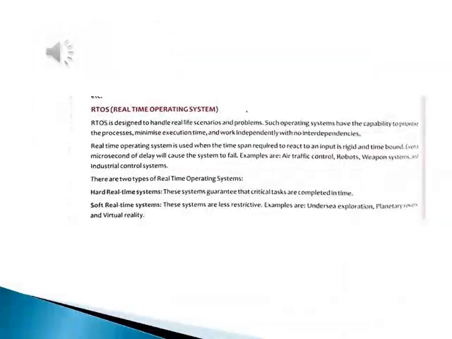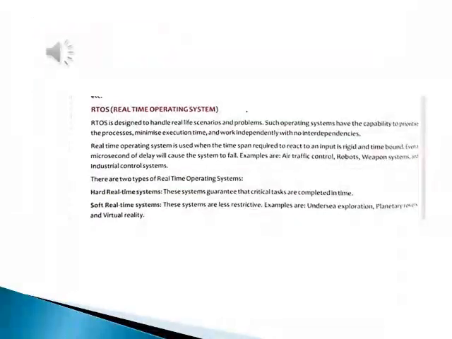Another is the soft real-time system. In this system, it is less restrictive. Some delay may be possible. And the examples are undersea exploration and virtual reality, all of which come under the soft real-time system.